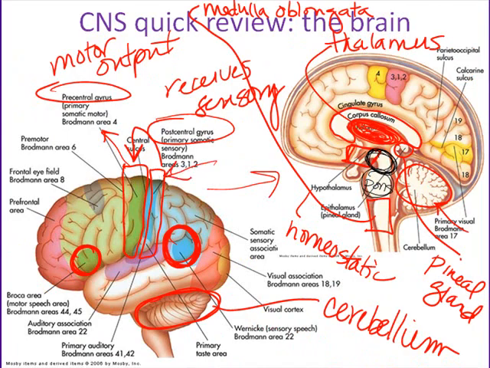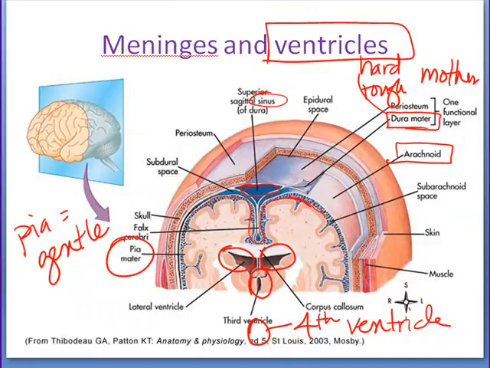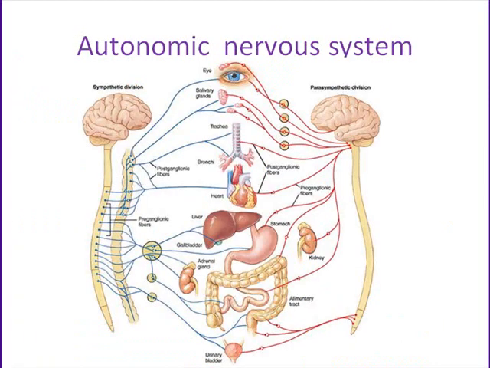Last thing I want to talk about extremely briefly is the autonomic nervous system, which is your sympathetic and parasympathetic nervous system. The sympathetic nervous system is pictured here on the left-hand side, and it's often also called the thoraco-lumbar division, because all of the spinal nerves that send signals out from the sympathetic nervous system arise from the thoracic and lumbar regions of the spinal cord, as you can see here.